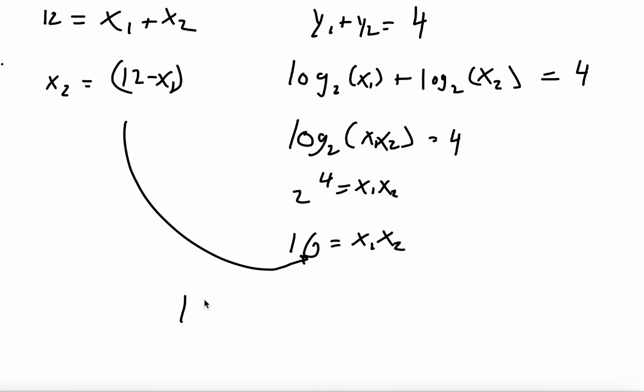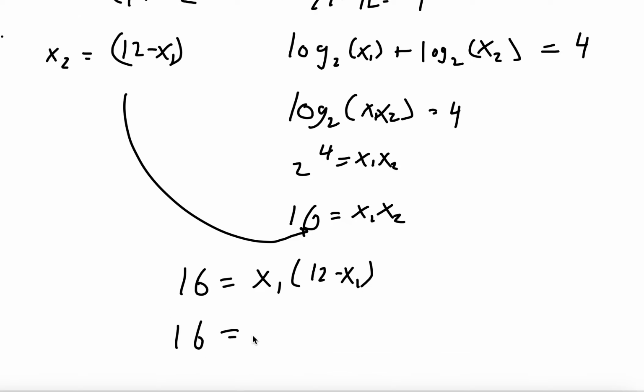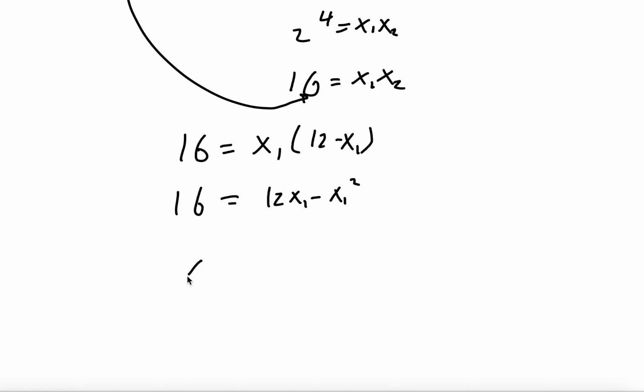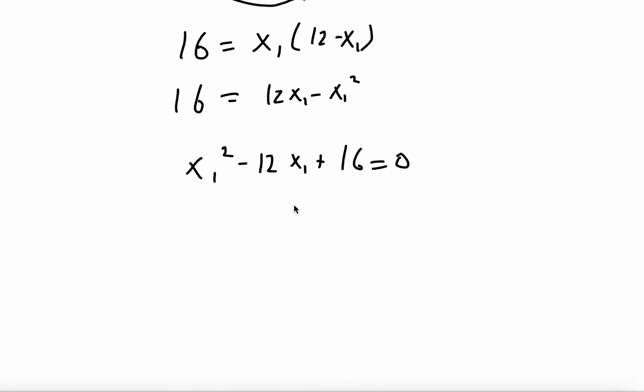All right, so 16 is equal to x1 times (12 minus x1). And we get 16 is equal to 12x1 minus x1 squared, which means we have x1 squared minus 12x1 plus 16 is equal to 0. And now you can use the quadratic formula.